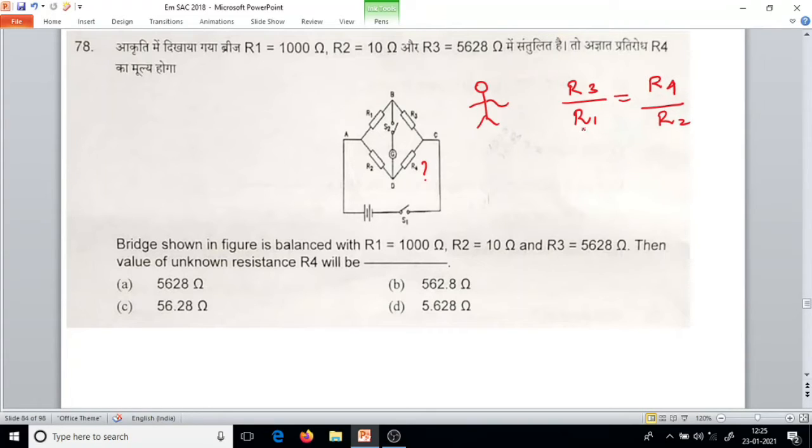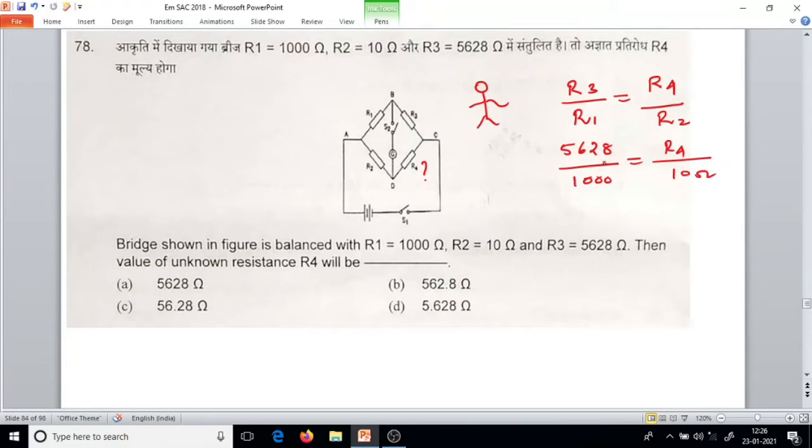So now we'll put the values. What is the value for R3? R3 equals 5628 ohm. R1, what's the value for R1? R1 equal to 1000 ohms. What is R4? R4 we have to find. What is left? R2. What is the value of R2? R2 equal to 10 ohm.